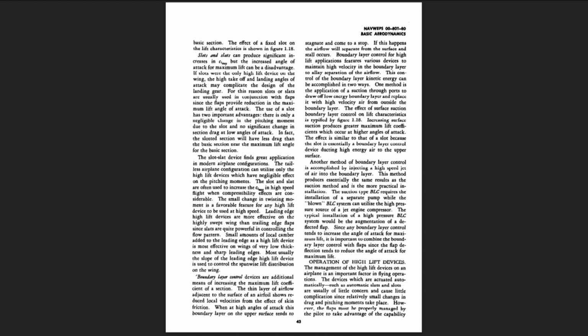Small amounts of local camber added to the leading edge as a high-lift device is most effective on wings of very low thickness and sharp leading edges. Most usually, the slope of the leading edge high lift device is used to control the spanwise lift distribution on the wing.